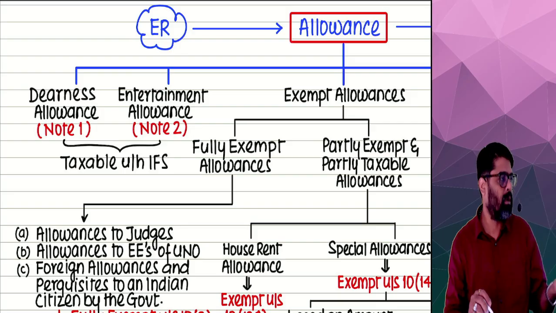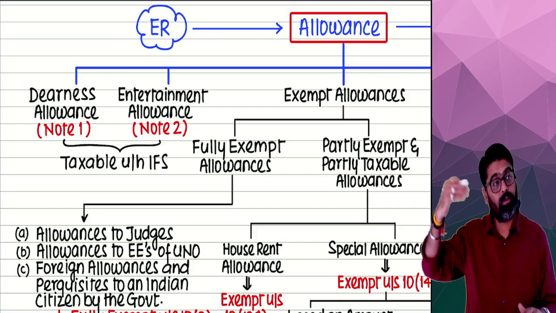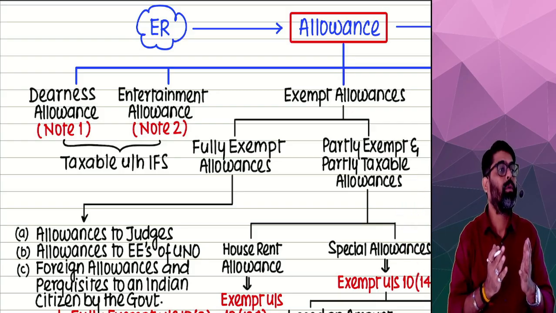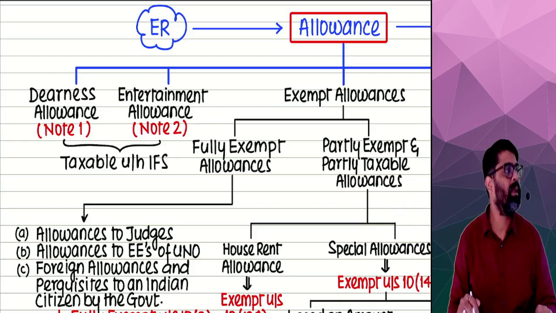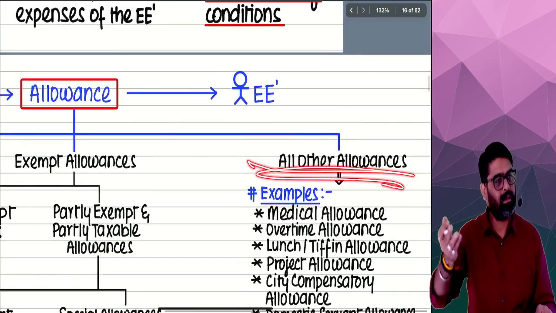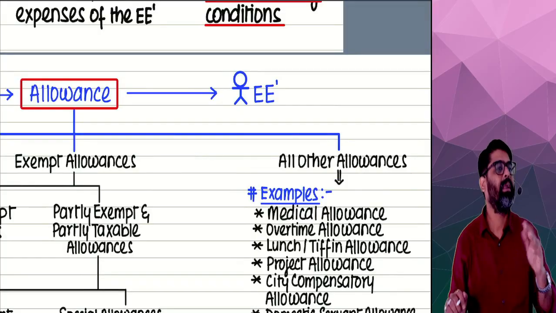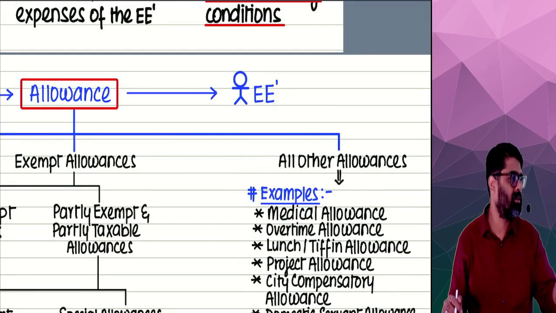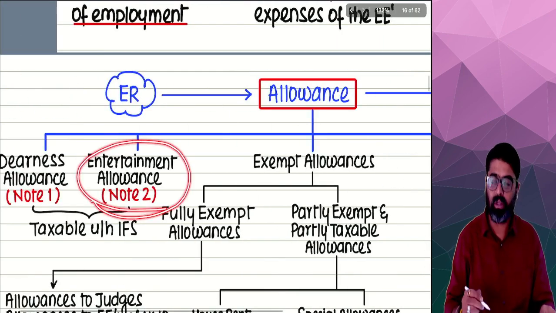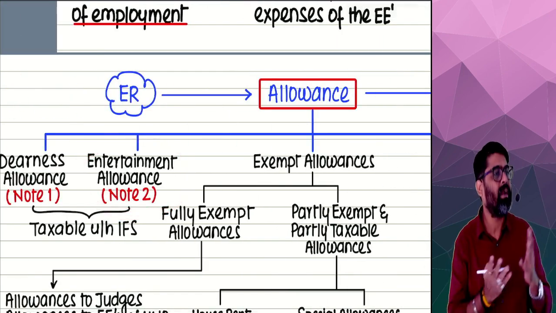The meaning they will not ask. But for the purpose of calculations, we have to know the meaning also of dearness allowance. I could have written it in the taxable category. Why am I writing it separately? Because there is a separate discussion about this dearness allowance, and a separate discussion about this entertainment allowance. Hence I am writing them separately.